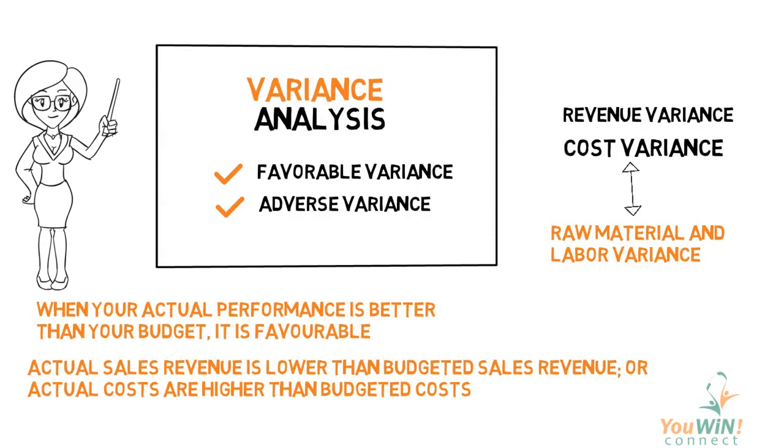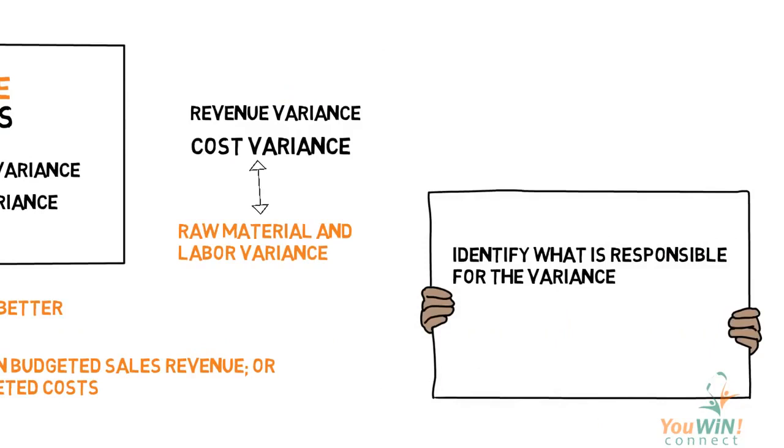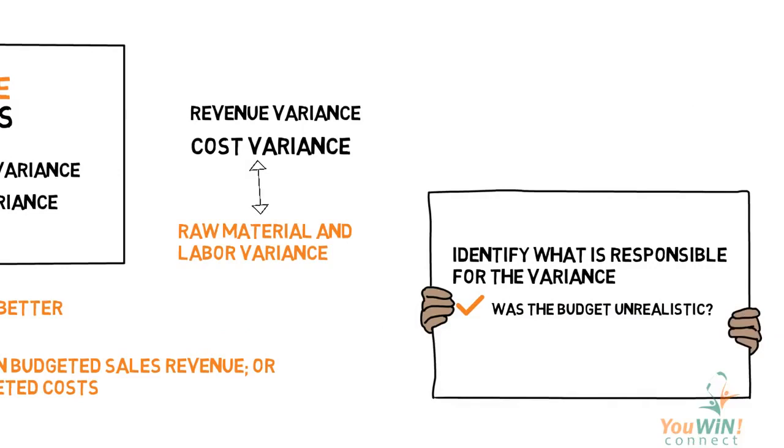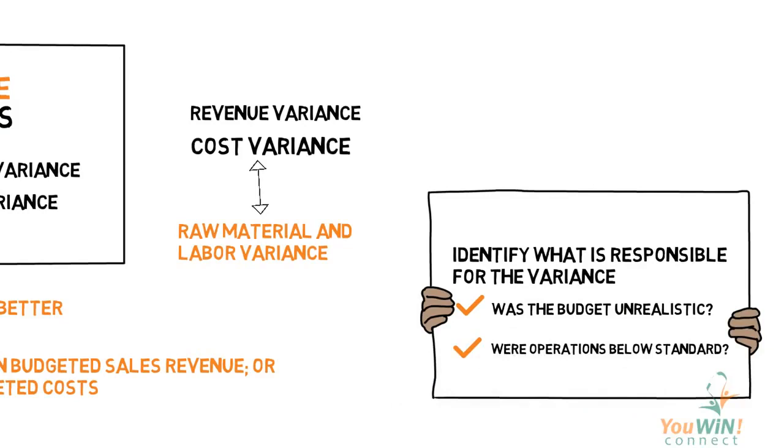Lastly, we must take action on these variances we've identified. The next step after identifying variance is to identify what is responsible for the variance or variances. In order to identify what is responsible, we can look at the variance or variances from two different perspectives. Was the budget unrealistic? Then we have to adjust the budget. Or were our operations below standard? Then we need to improve our operations.